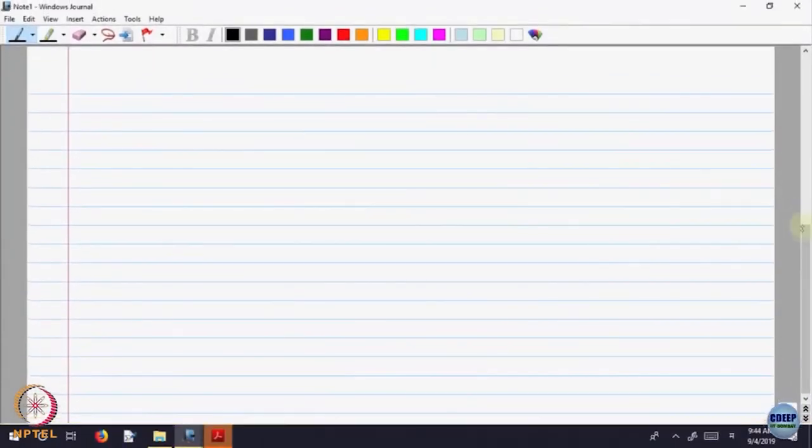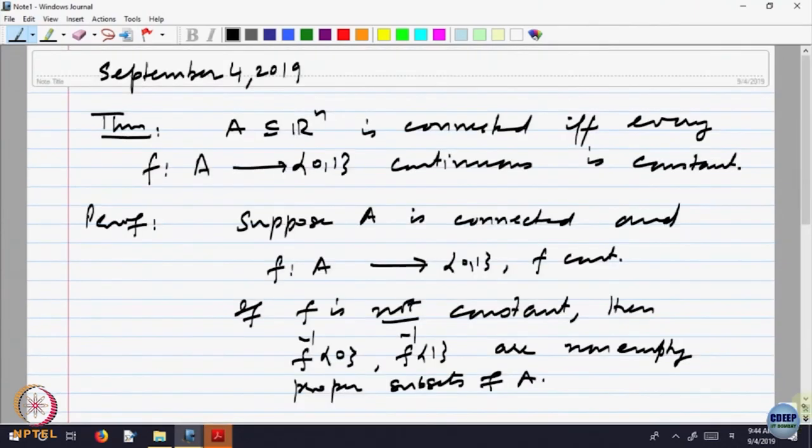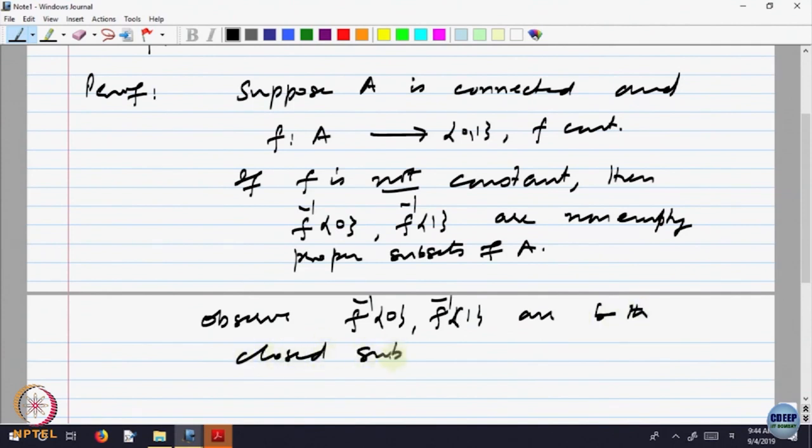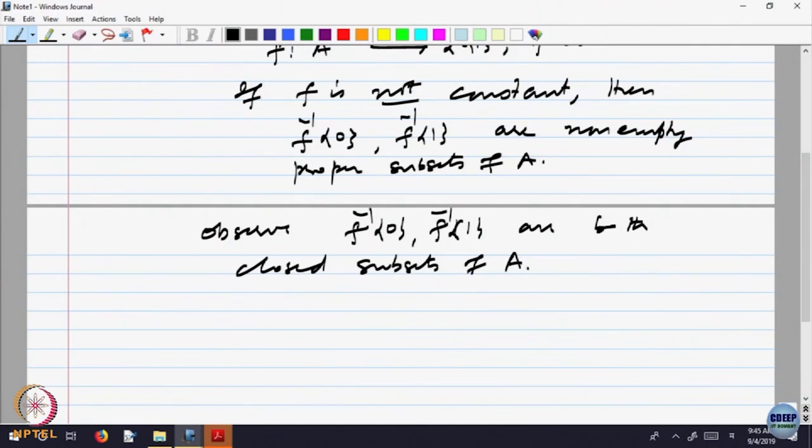The only observation is that F inverse of 0 and F inverse of 1 are both closed subsets of A, right. Is that okay for everybody? They are both closed subsets, because if you take a sequence x_n in F inverse of 0 converging to x, then F of x_n is equal to 0 for every n. So, F of x also is equal to 0. Or you can look at singleton is a closed set. So, inverse image of a closed set must be closed by definition of continuity. So, both are closed subsets of A.